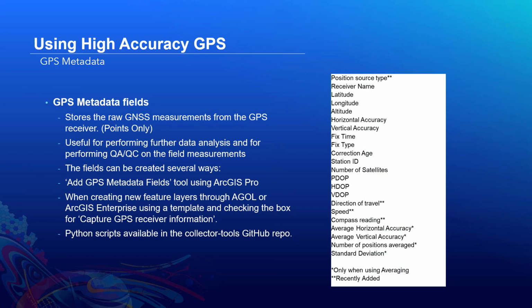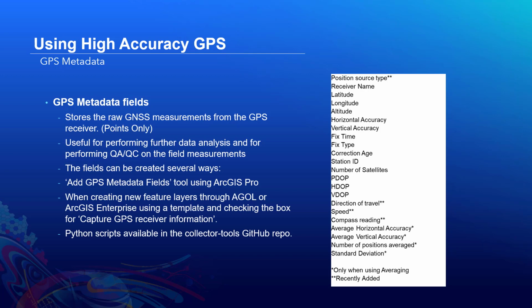We also discussed metadata. So a little bit more about the metadata. The GPS metadata fields store the raw, untransformed GNSS measurements from the GPS receiver for points only. They're very useful for performing further data analysis and for performing QA/QC on the field measurements. And the fields can be created in several different ways. There's a tool in ArcGIS Pro called Add GPS Metadata Fields that will add all these fields automatically. If you create feature services through ArcGIS Online or ArcGIS Enterprise using the built-in templates, there's a checkbox called Capture GPS Receiver Information that will also add these fields.